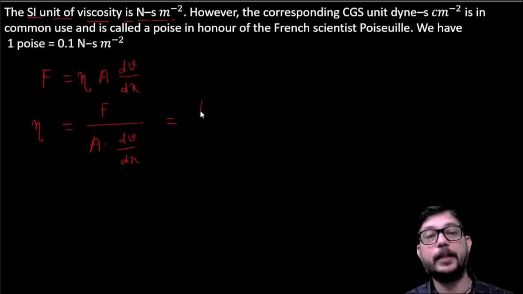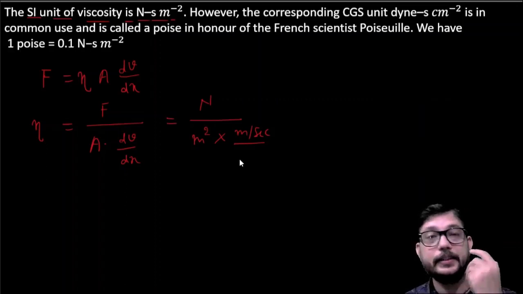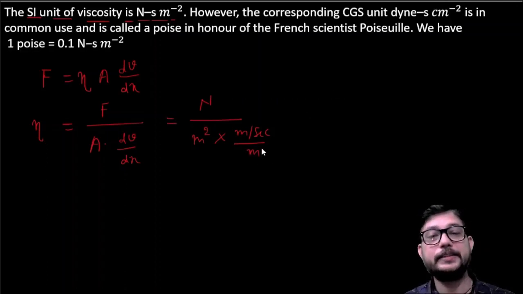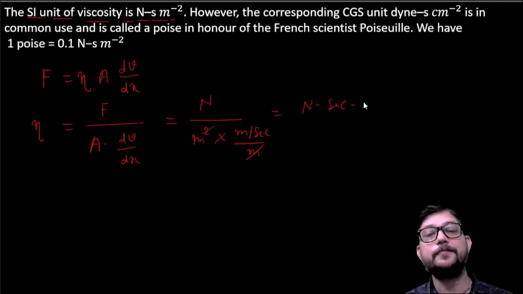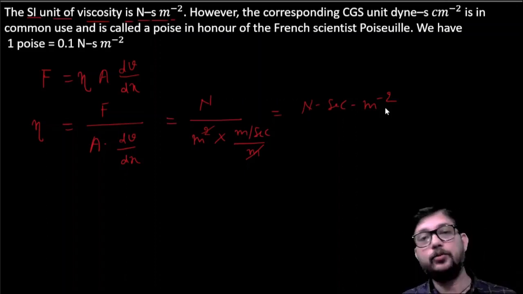Now put the units of each and every quantity. Force is in Newton, area is in meter square, velocity is in meter per second, and dx, the separation or distance, is in meter. You can easily see that this meter and this meter will cancel out, and we get Newton second meter inverse 2. I hope this is clear to all of you.